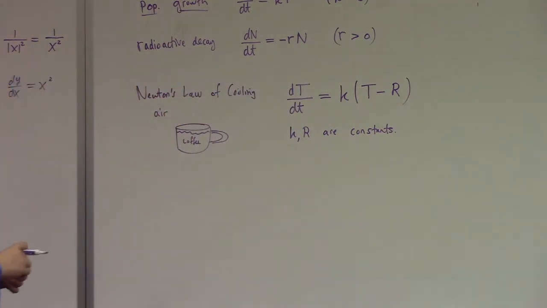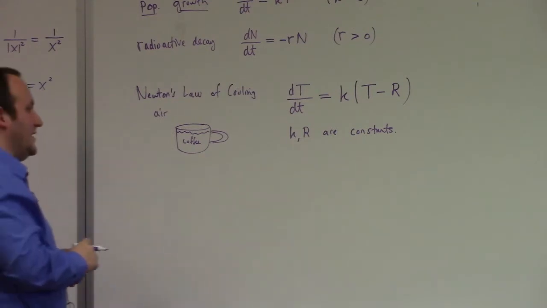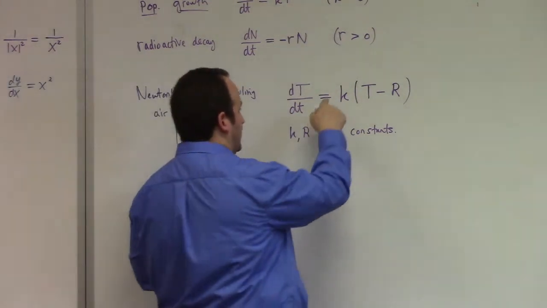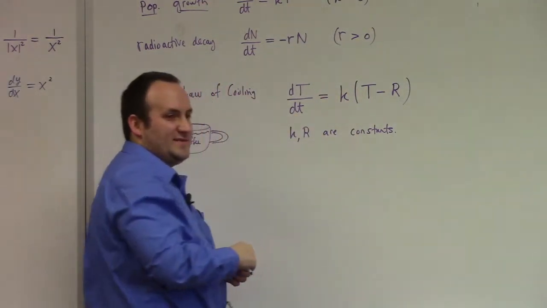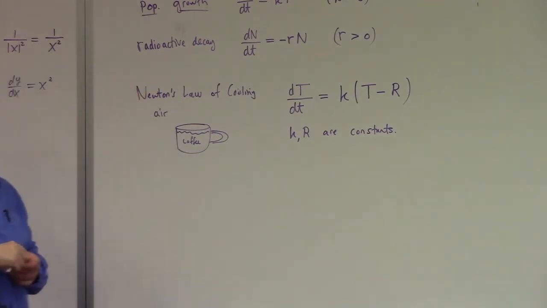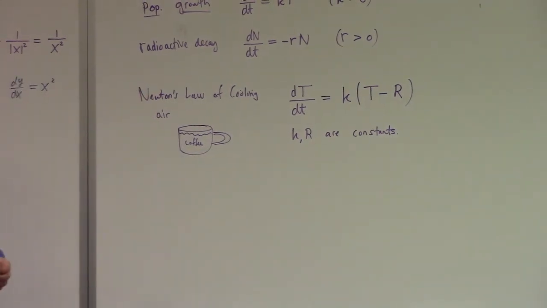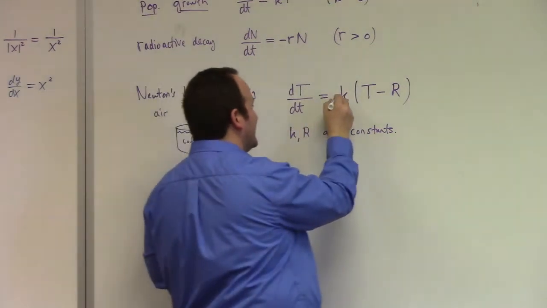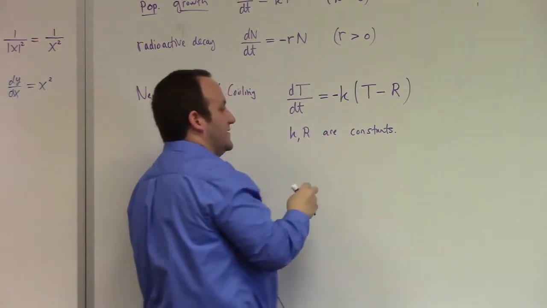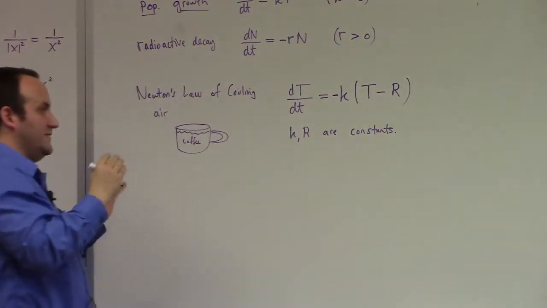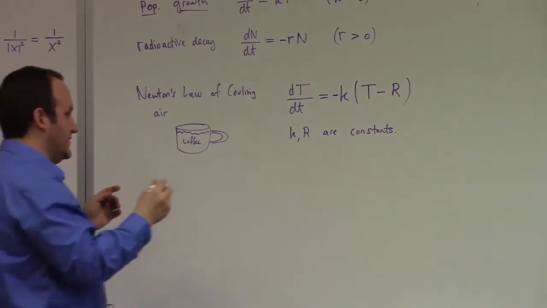And I don't know, if you want K to be positive, I guess I need to put a minus in here. What do you guys want? Do you want K to be positive or negative? It's up to you. Positive, all right, then I need a minus in order for this to make sense, because certainly if T is greater than R, just think about the cases.